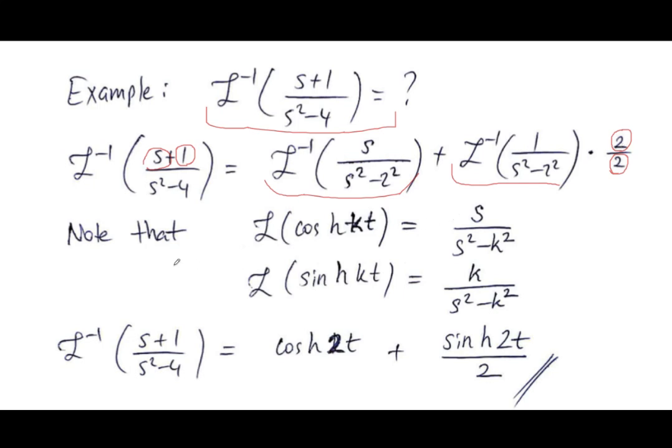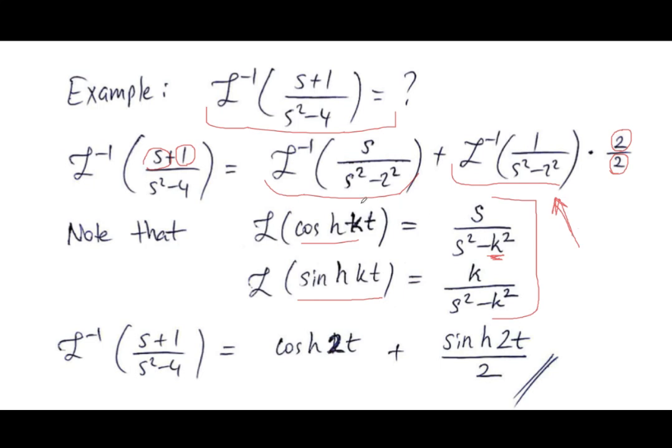And I should note that for the hyperbolic cosine cosh kt function, the Laplace transform corresponds to s over s squared minus k squared. And this k, as we see here, equals 2. And for the hyperbolic sine function, we have k over s squared minus k squared. So now, in light of this information, we should think about what we have in our problem and then try to write down the inverse Laplace transform for these expressions.